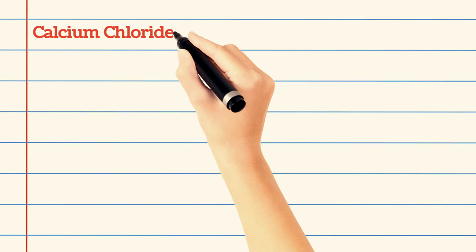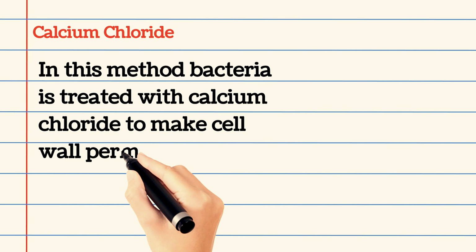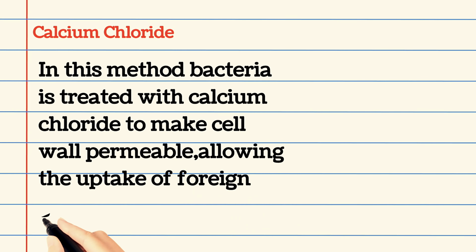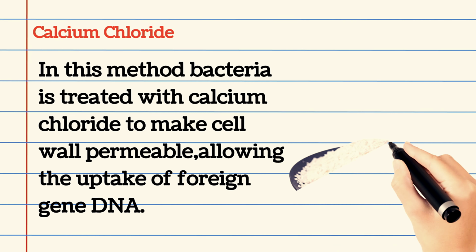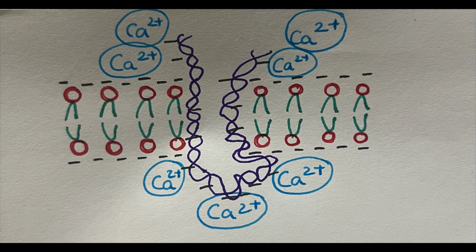The calcium chloride method is a commonly used technique for gene transfer that introduces foreign gene DNA into bacterial cells. Generally, in this method, bacteria are treated with calcium chloride to make their cell wall permeable, allowing the uptake of foreign gene DNA. The DNA of interest, typically a plasmid containing the gene of interest, is mixed with the bacteria and calcium chloride solution. Then heat shock is applied to the mixture that promotes the uptake of the foreign gene DNA by the bacteria.